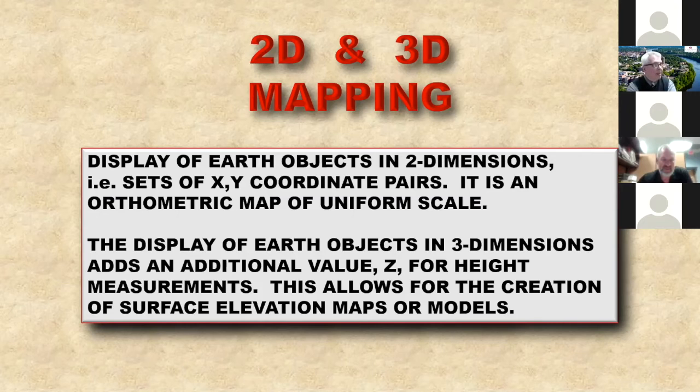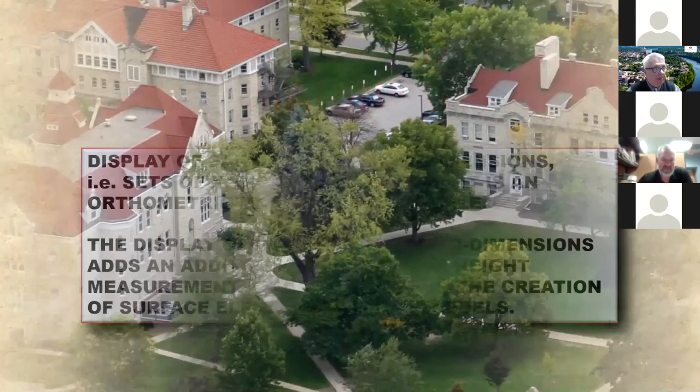So certainly the display of Earth objects in 2 dimensions, simply sets of XY coordinate pairs, creating an orthometric map of a uniform scale, may be the desired goal. If you have access to elevation data, being able to make a 3-dimensional model or surface can be important as well. And that's the whole purpose of 2-dimensional, 3-dimensional mapping.